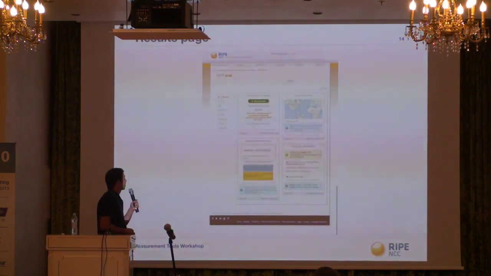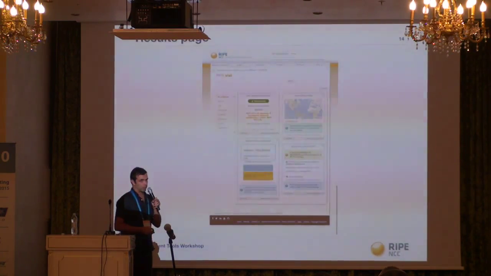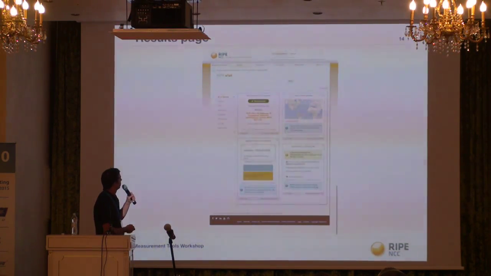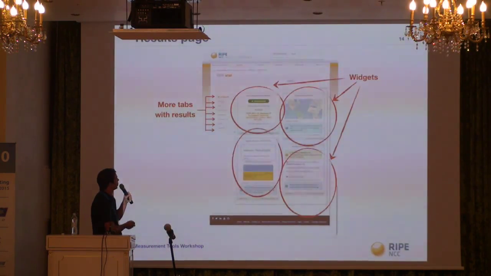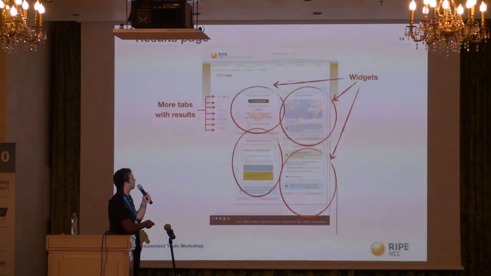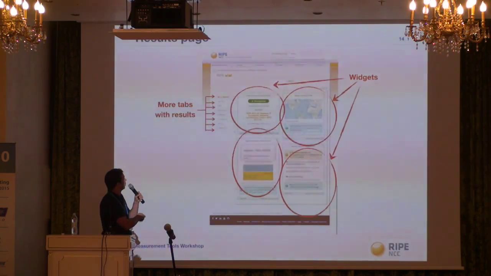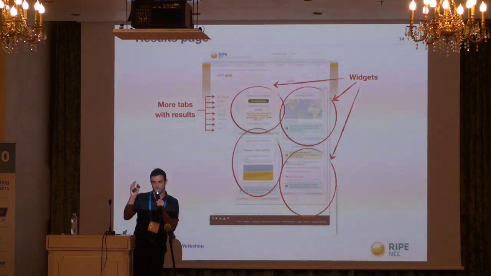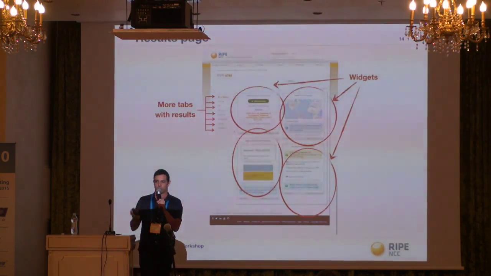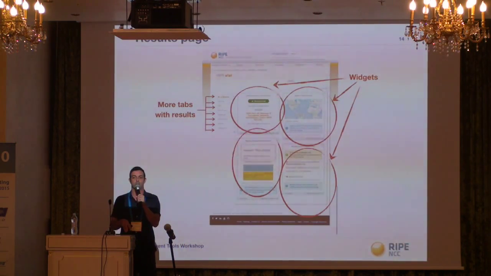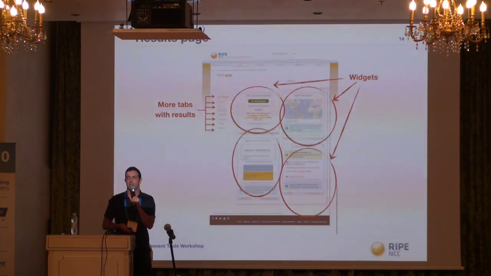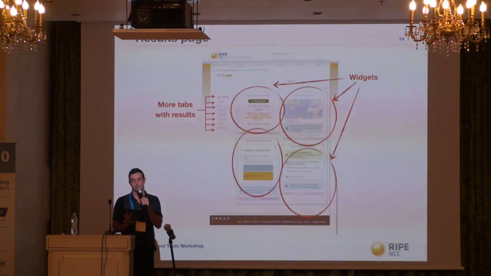And the results page will look something like this. I think it will be easier in the real thing, but it's a bit out of focus. As you'll see, you have the different widgets, the different blocks here, and next to them you have several areas, like routing or DNS or RIPE Atlas information, so more specific.